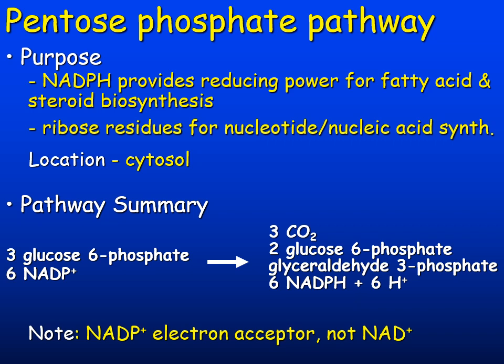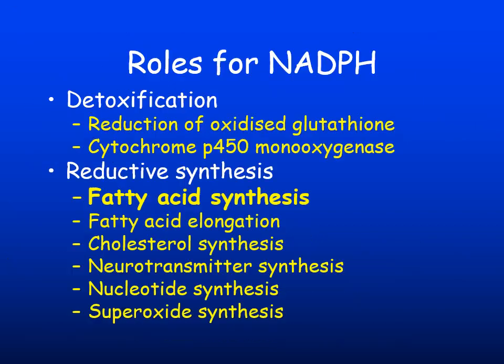The other key point to recall is that this pathway produces NADPH for reducing power so that we can generate fatty acids and steroids. So in this case, NADP plus is the electron acceptor, not NAD plus. So it's a crucial thing to note.